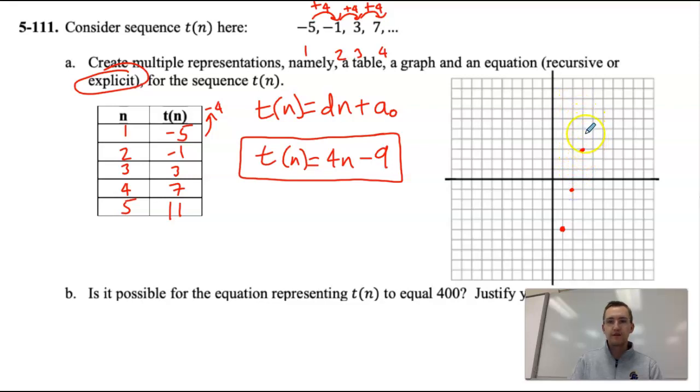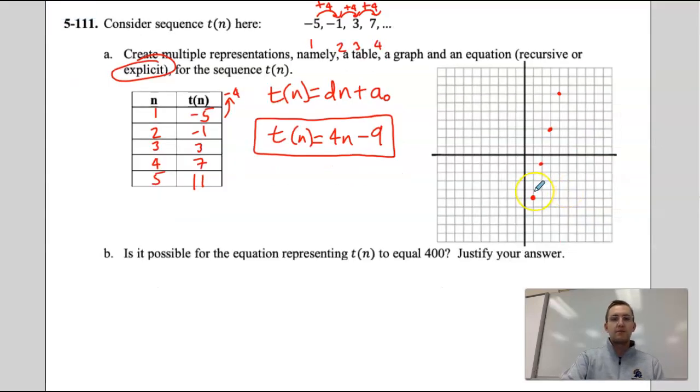3, 3, 4, 7 is going to be, I think, the last one that we can fit on our graph. Perfect. And that is what our graph of our sequence would look like. So next part, part B, is it possible for T of n to equal 400? Let's figure it out.